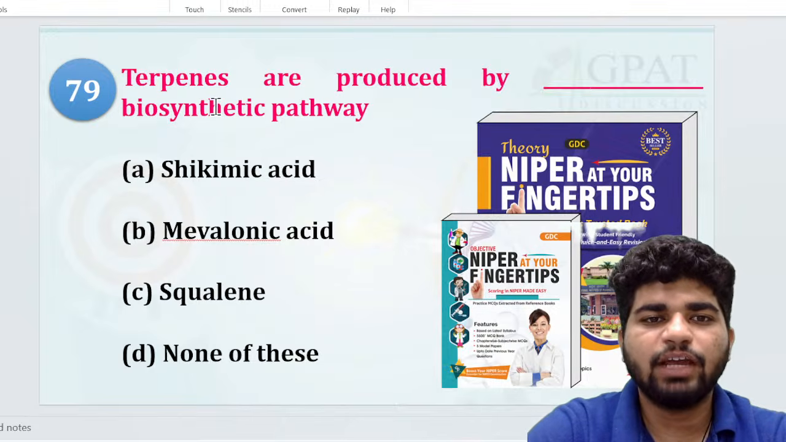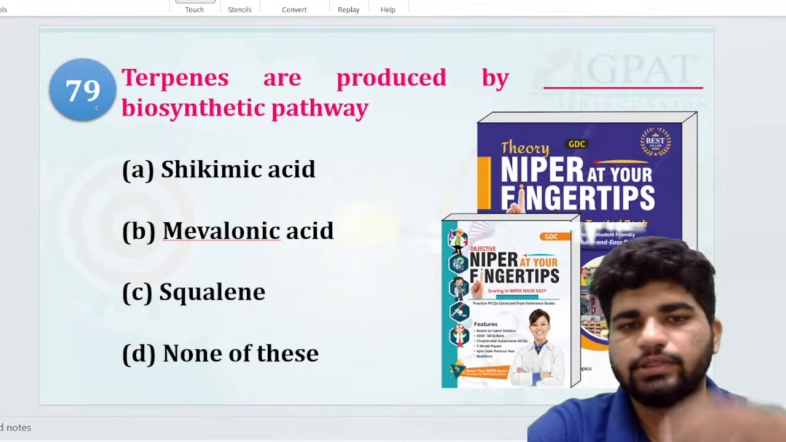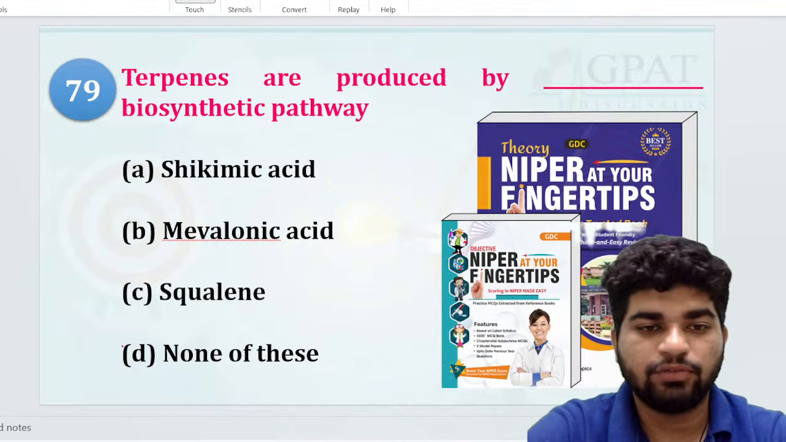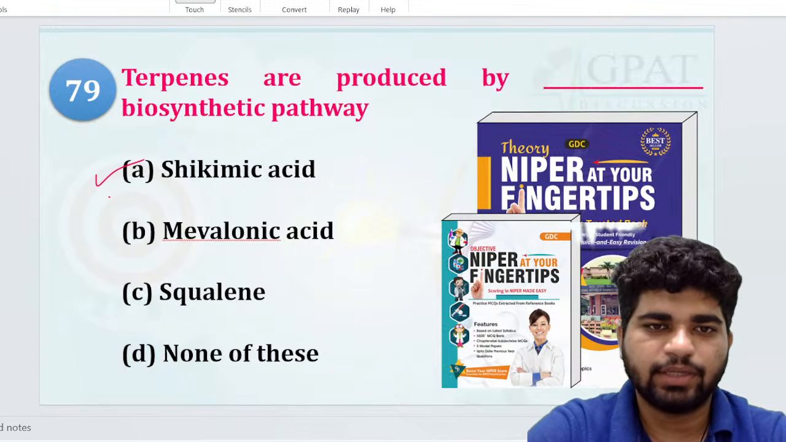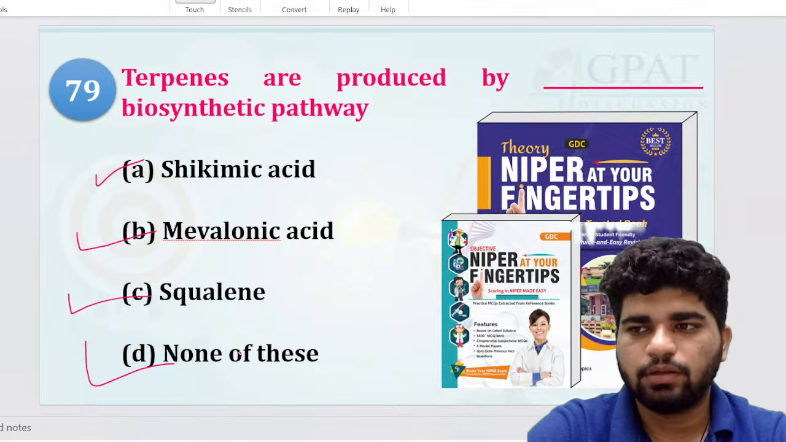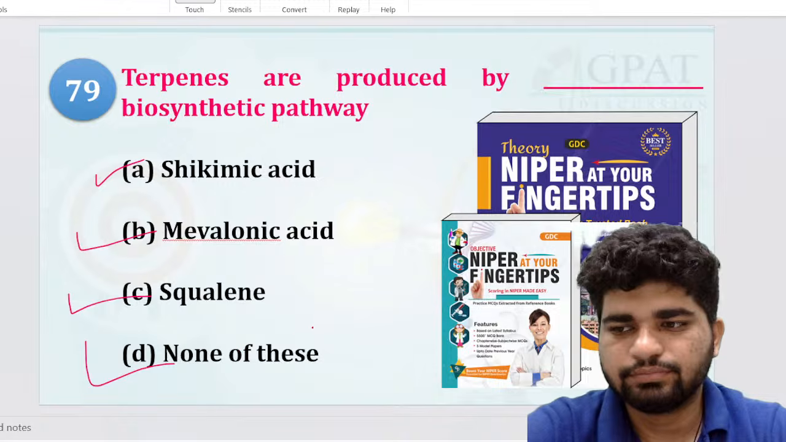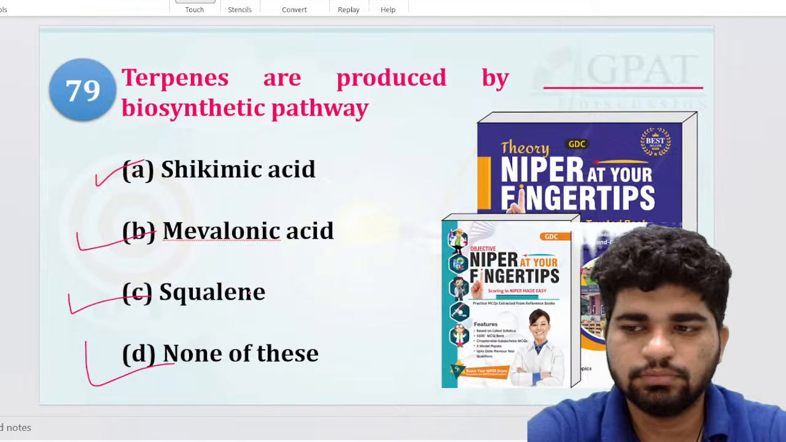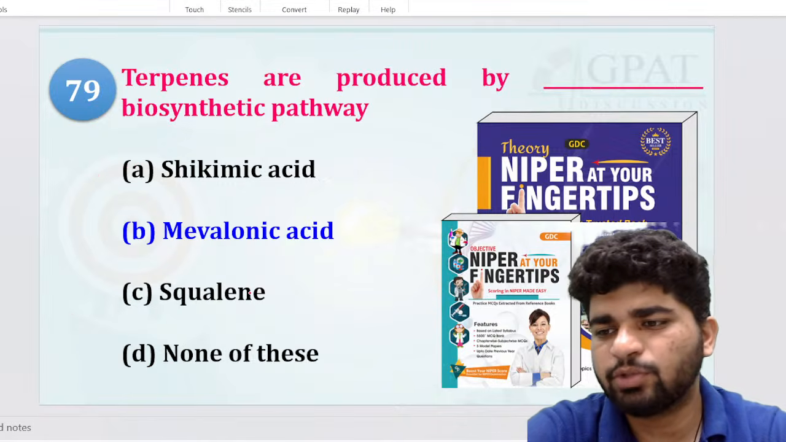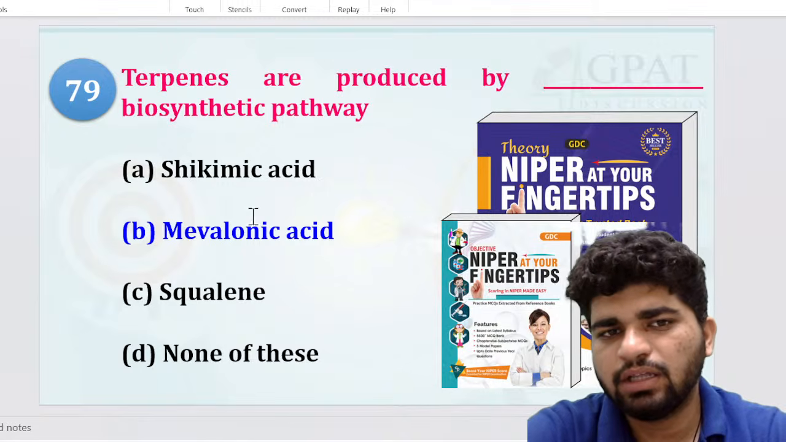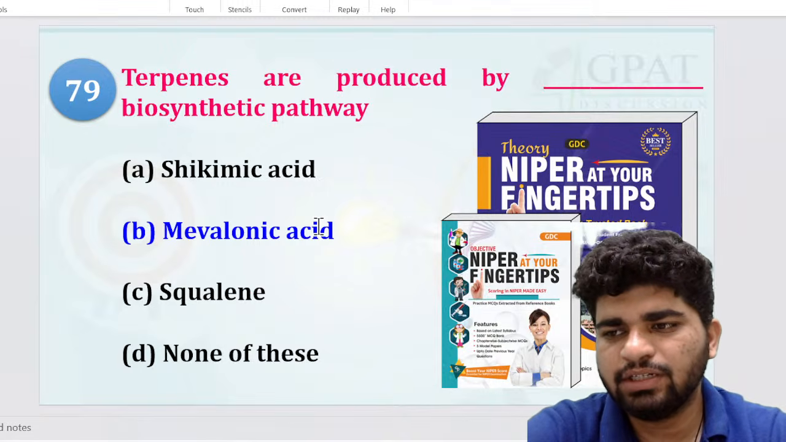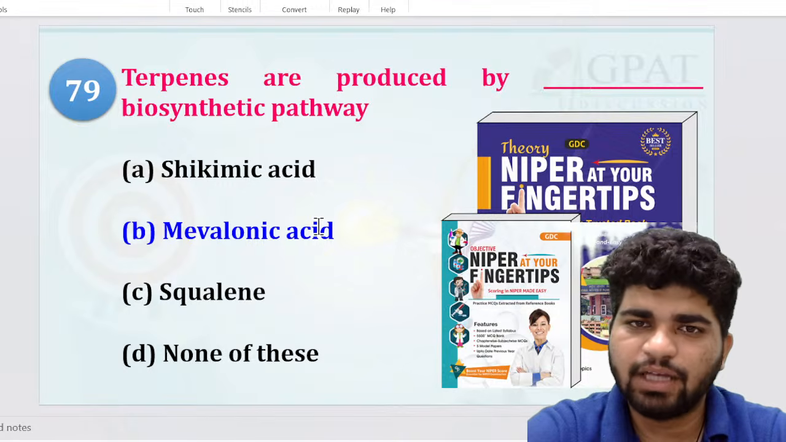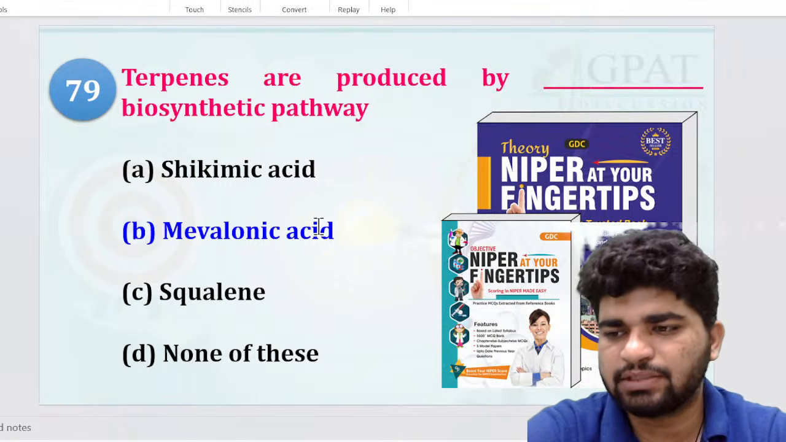Now, terpenes are produced by which biosynthetic pathway? Shikimic acid, mevalonic, squalene, or none of these? I think I have seen many of the options as none of these in this test. That is your mevalonic acid, guys. This is the mevalonic acid pathway only, na? The shikimic acid pathway is for different amino acids. Terpenes are from mevalonic acid.